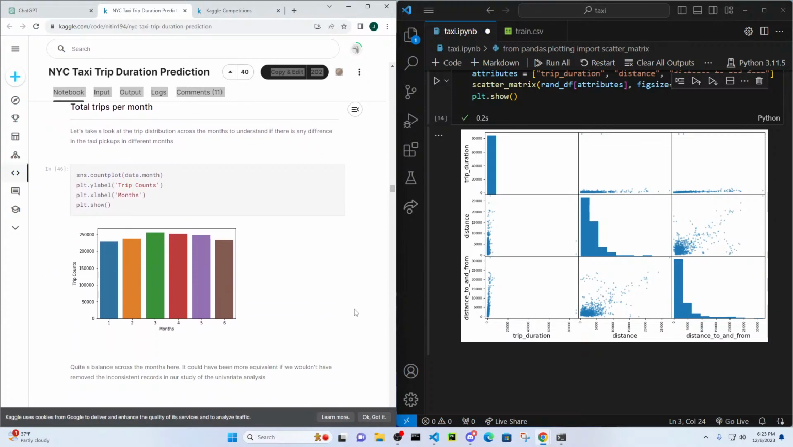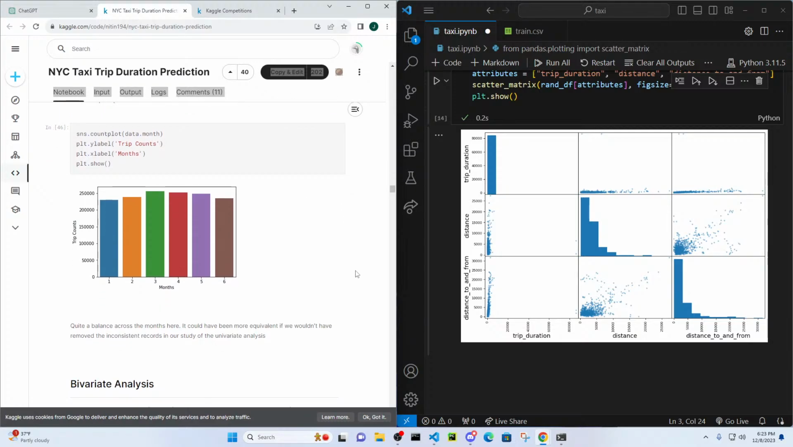Total trips per month. Let's take a look at the trip distribution across the months to understand if there is any difference in the taxi pickups in different months. So we passed in data.month to sns.countplot, which just gives different labels. The Y label is the trip counts, the number of actual trips. X is the months, and you can see the number of trips spread across the months where the dataset was collected. Quite a balance across the months here.